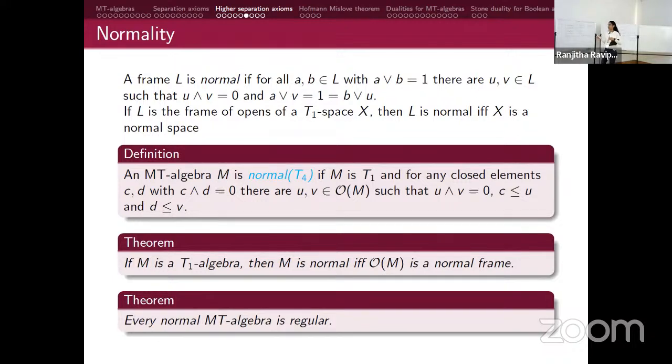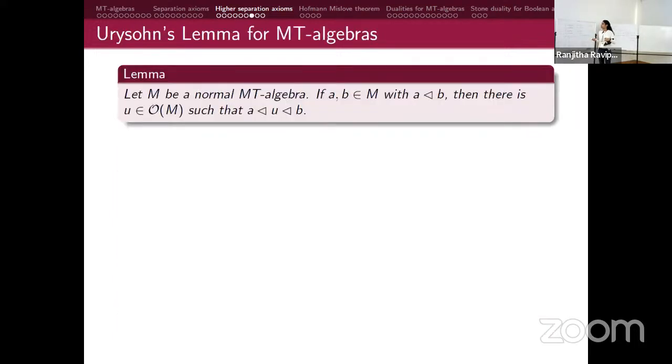And every normal modal algebra is regular. I wanted to prove this, but then I thought I'd just skip it. So I'm not proving this, but it is a very easy proof. Every normal modal algebra is a regular algebra. And then we have something very similar to Urysohn's lemma in topological spaces, in the modal algebra setting. So I just want to quickly do this small lemma.